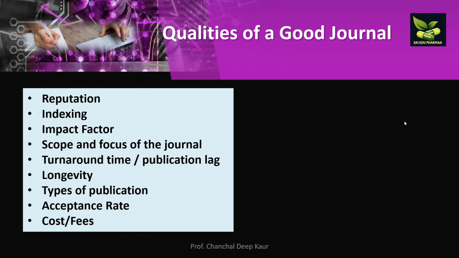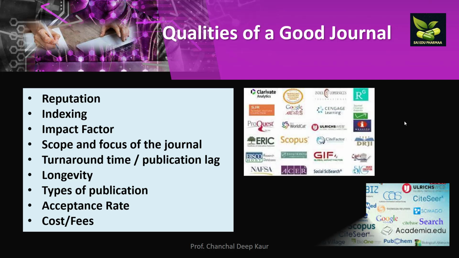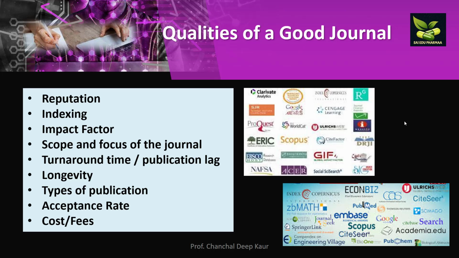So first of all, we will be seeing what are the qualities of a good journal. First of all, you have to see about the reputation of the journal. How you will be getting about reputation? So you will be seeing the editorial board of the journal. Then what is the indexing of the journal? Indexing means like it is in Scopus or Web of Science or SCI. These are symbols of some of the indexing databases in which you can search your journal.